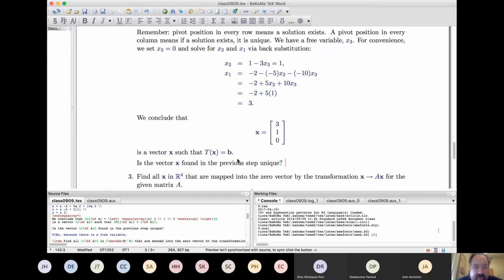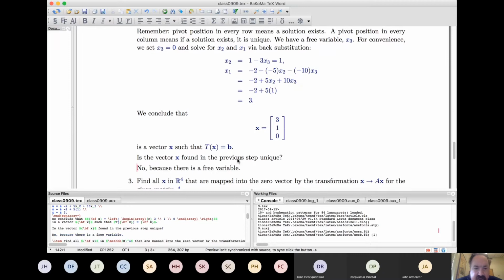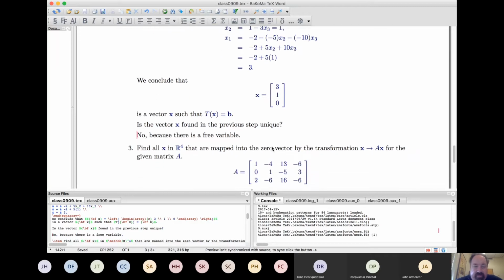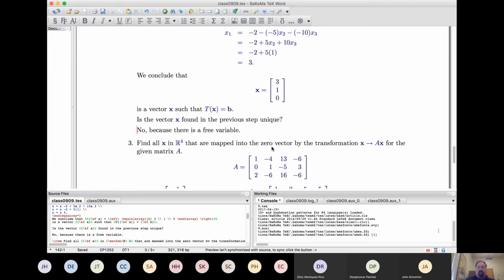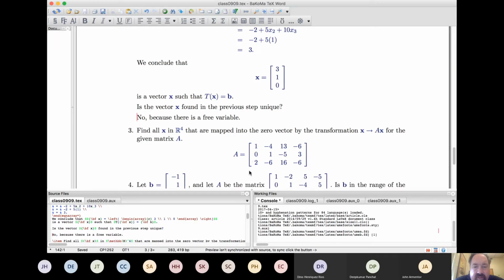But because of a free variable, it is not unique. I could substitute in any value at all for x3, and then solve for x1 and x2 in terms of it, and the image will still be equal to b. Questions on these two that are closely related?